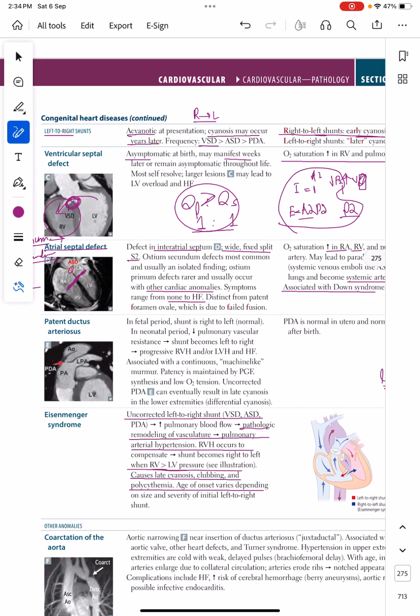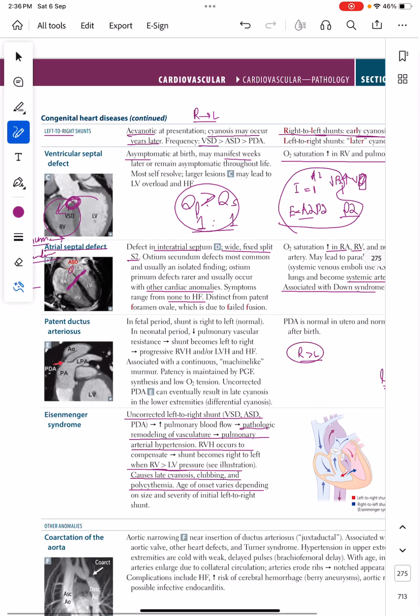And what happens in the patent ductus arteriosus is that there is a shunt from the pulmonary artery to the aorta, because in fetal life the right-sided pressures are more than the left-sided pressures, so the blood from the pulmonary artery goes into the aorta and this way it bypasses the lungs.